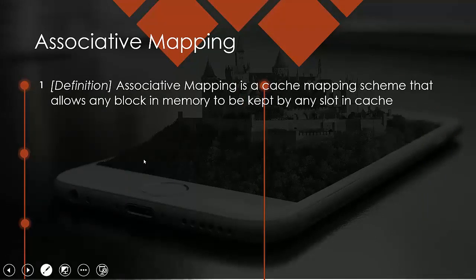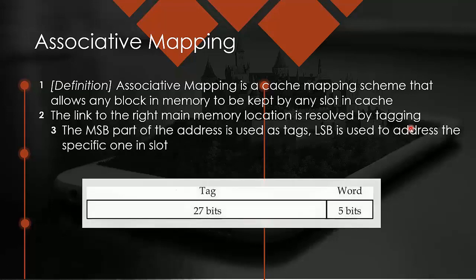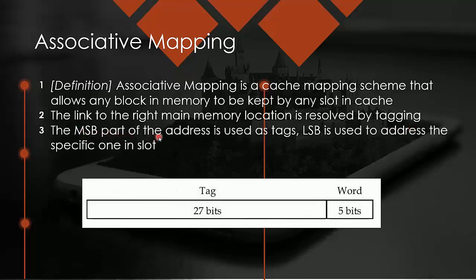Associative mapping is the kind of mapping where the cache system will allow any block in memory to be kept in any slot in the cache. The relation or the link from the main memory to the cache is resolved by having some tags. The MSB part of the address that we issue to read the main memory is used as tags. The LSB part is used to address which word in the slot we are looking for.